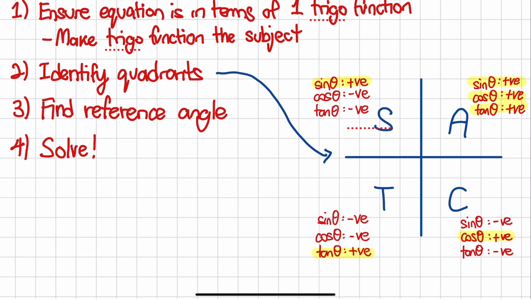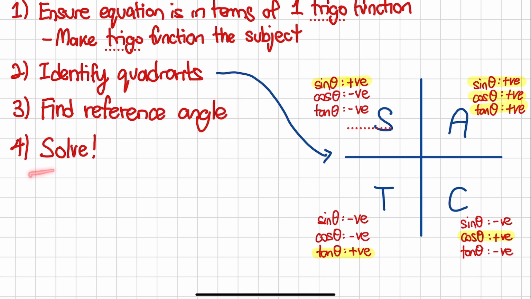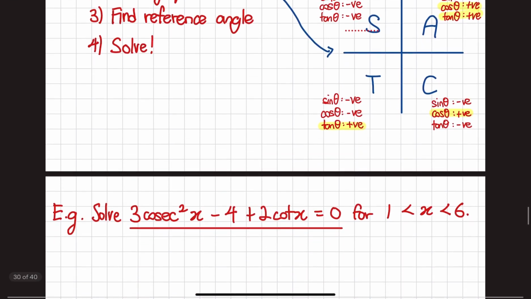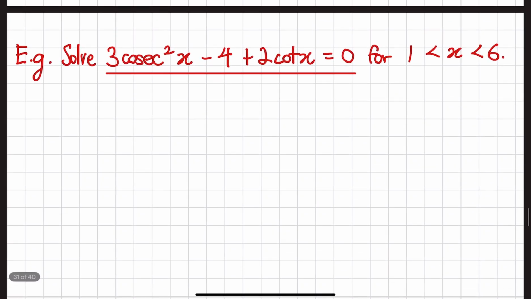Once you have found the quadrant, next step is to find a reference angle by taking only the positive value and the inverse of the positive value, then you solve. Okay, so I'll illustrate this using a rather more difficult example. Let's look at this example here.